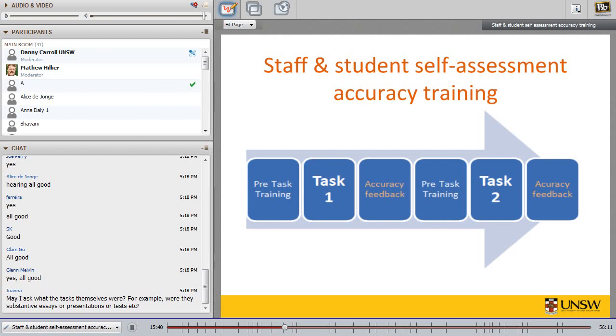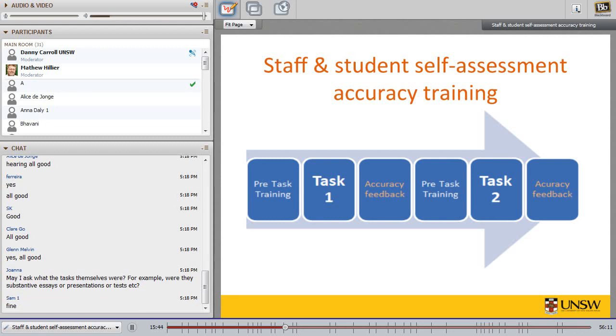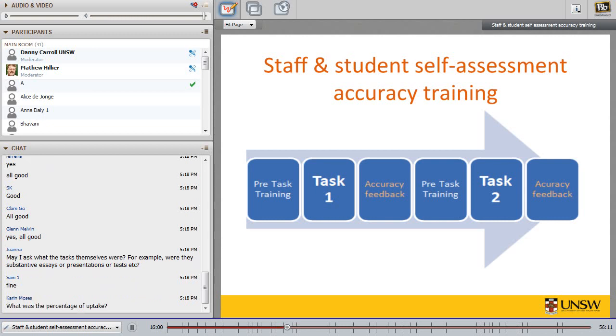So, in terms of supporting students, before they did self-assessment on the first task, we provided them with pre-task training. After the first task, we gave them accuracy feedback and feedback on their performance and task. Before the second task, they received more training. Again, similar task and criteria. Again, we gave them accuracy feedback.